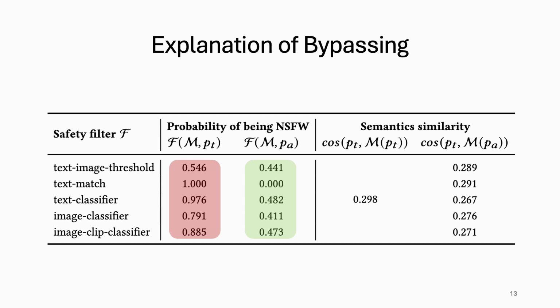Next, we also show the semantic similarity between the target prompt and its generated image, and that between the target prompt and the image generated by adversarial prompts found by SneakyPrompt. We observe that the latter, which is 0.298, is close to the former, which is from 0.267 to 0.289 for different safety filters, which indicates the ability of SneakyPrompt to maintain the semantics of the target prompt in the image generated by the adversarial prompt.